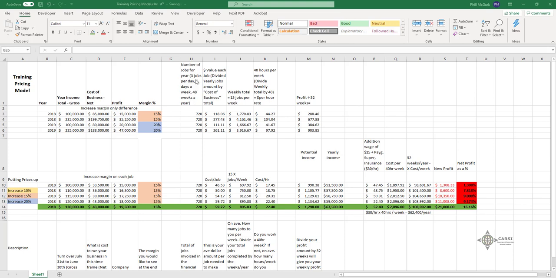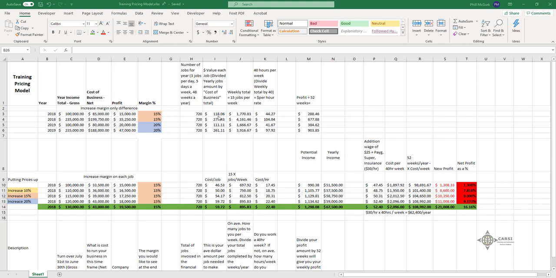Let's say that we do 3 jobs a day, 5 days a week, and we work for 48 weeks of the year. So we still get our 4 weeks off. We still need time off. No one can work 52 weeks a year forever. So we calculate that on 48 weeks. That gives us 720 jobs for the year. That's how many jobs we did for the year to make the $100,000.